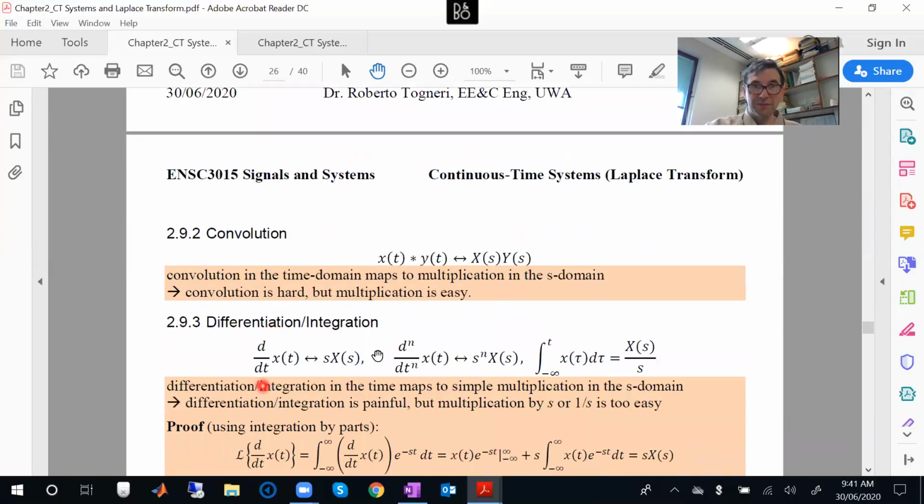Remember this property. Now, in the table, we had it like that. You can generalize it to this form. For the second, third, and fourth order derivative of x, you simply take s and raise it to the power of n for the nth order derivative.